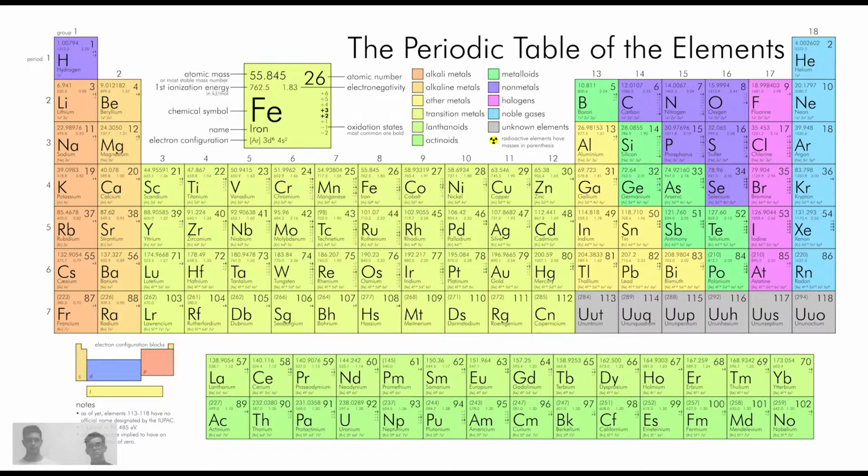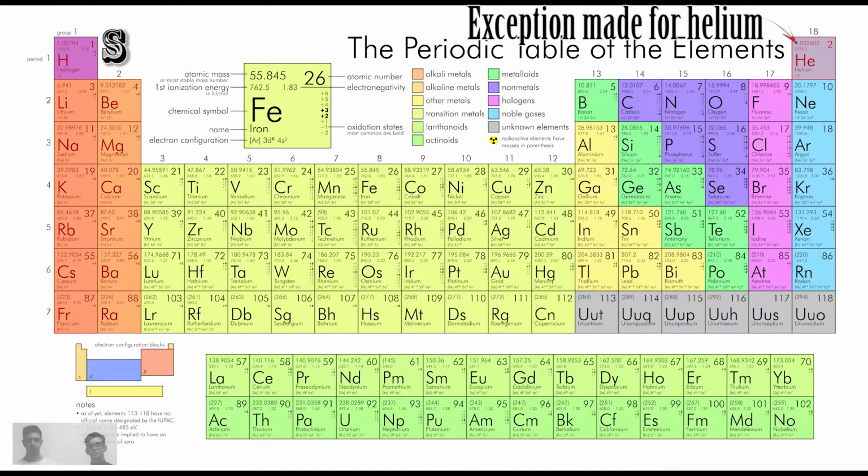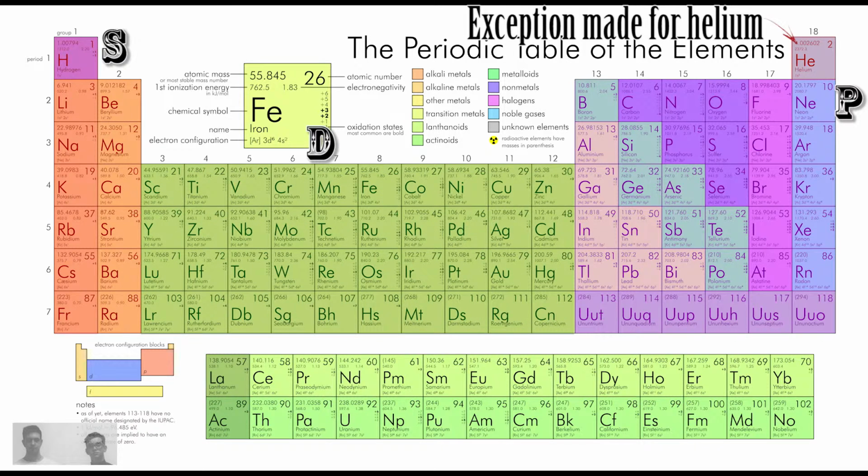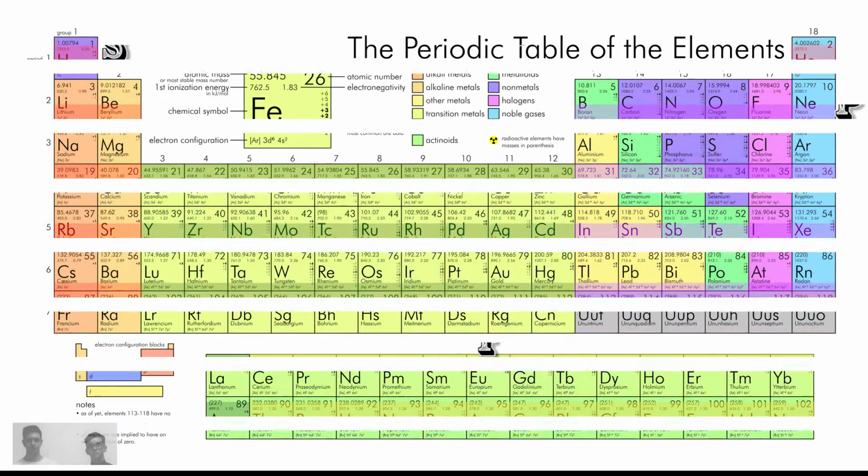The elements of the first and second principal groups have their outermost orbitals of type S. Those from the third to eighth principal groups have P as their outermost orbitals. Then there are the transition metals and the lanthanides and actinides. The first have their orbitals of type D, the second of type F.